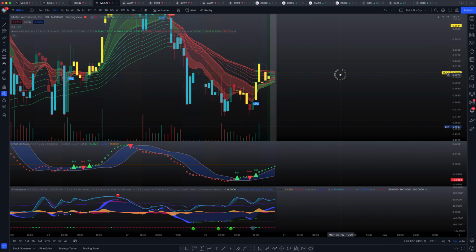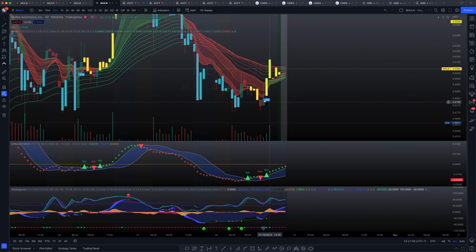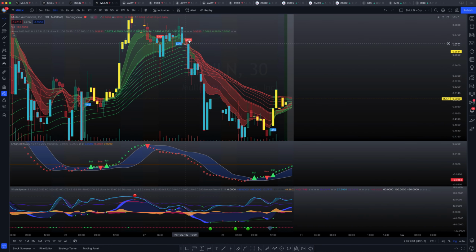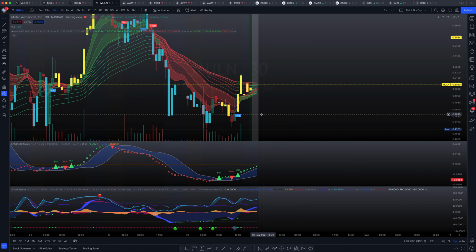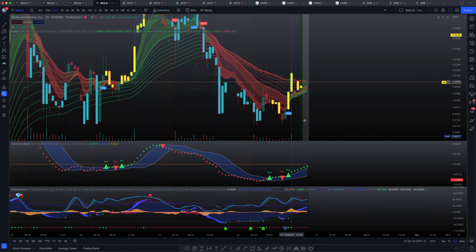So as you can see, we have a long signal right down here. See this short signal, it went down. We have this long signal right here, it went up. We have a long signal, it went up. So this tool is very good for us to confirm the direction that we're trying to guess. So this is ARC Armor.